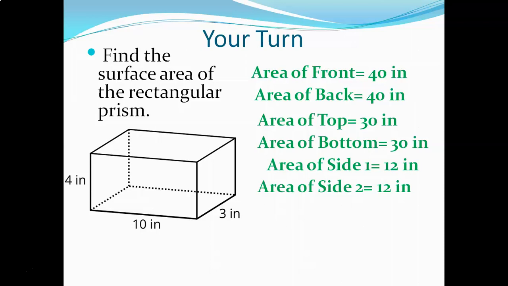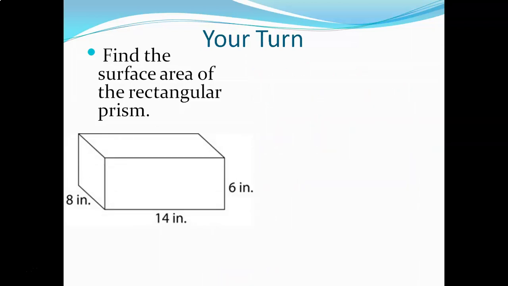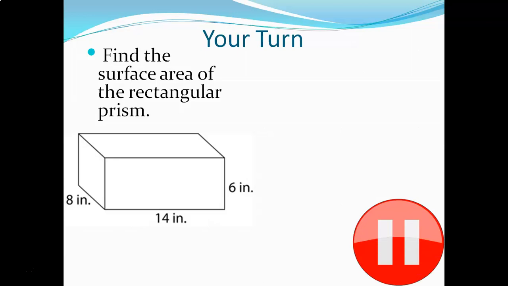40 plus 40 is 80. 80 plus 60, 30 and 30. 80 plus 60 is 140. And yeah, the sides, you get 164 inches squared. Hopefully you got that. If not, that's okay. We got another one. Your turn again. Same exact thing. Pause the tape. And now let's find the surface area of this rectangular prism.